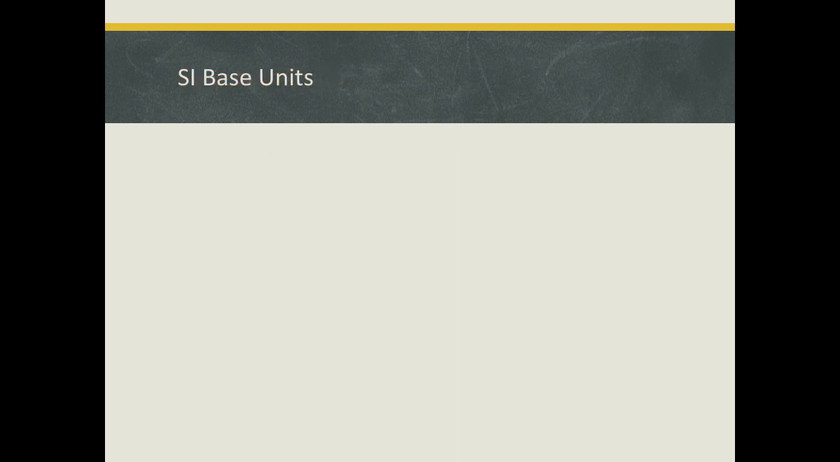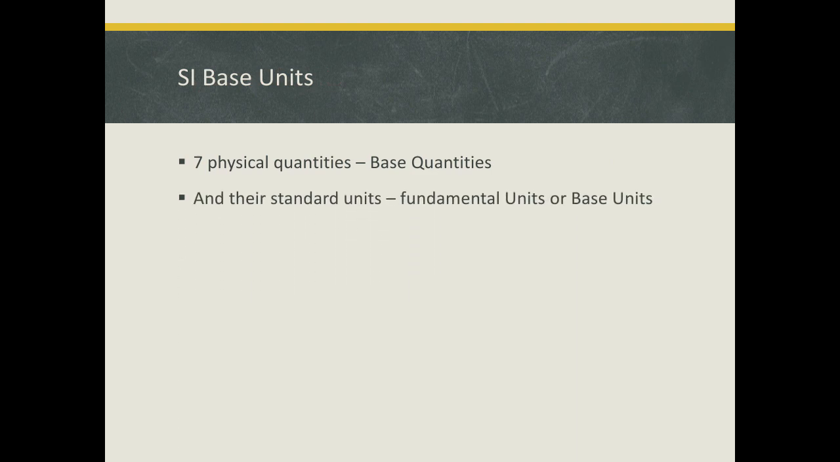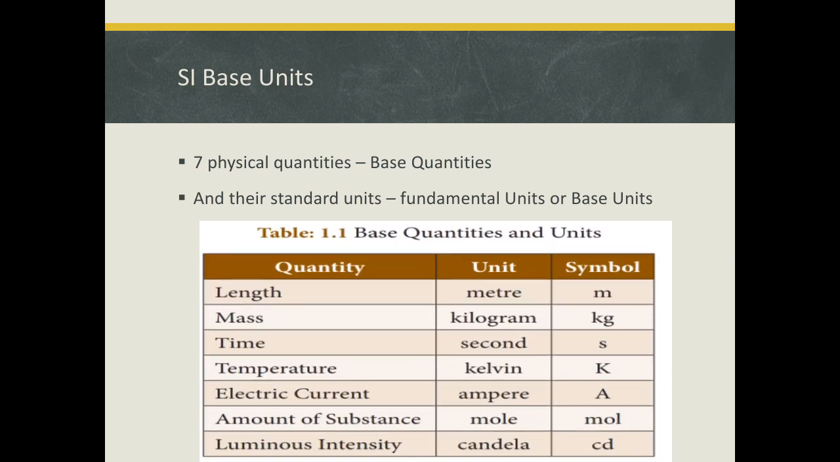So, SI base units. When they were formulating this international system of units, scientists determined that there are seven basic quantities. There are seven physical quantities which are actually basic, and they named them base quantities. Those quantities have some standard units, which are called fundamental units or base units. What are they? They are length, mass, time, temperature, electric current, amount of substance, and luminous intensity.